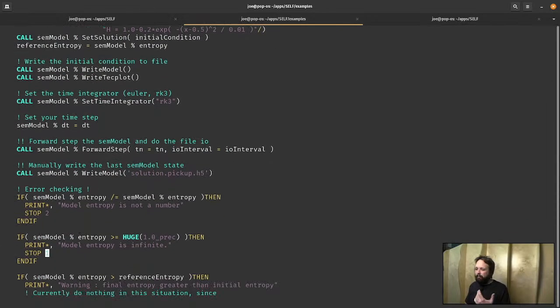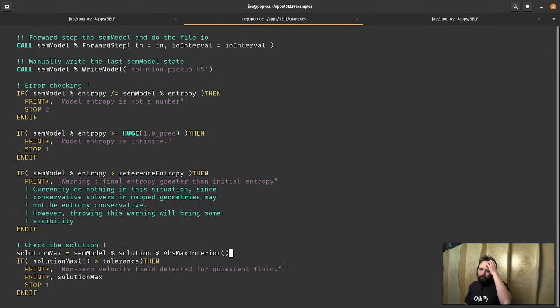We'll do a single time step, check the entropy, and the error checking that I typically do is make sure the entropy is not NaN. The easy way to do that is, if it's not a number, it can't equal itself, which is pretty nice because then you can just check if the entropy equals itself or not. If it's a NaN, obviously we want to throw an error. If it's infinite, which is basically satisfied by checking if it's larger than the intrinsic huge for the precision you're using, we'll also go ahead and stop.